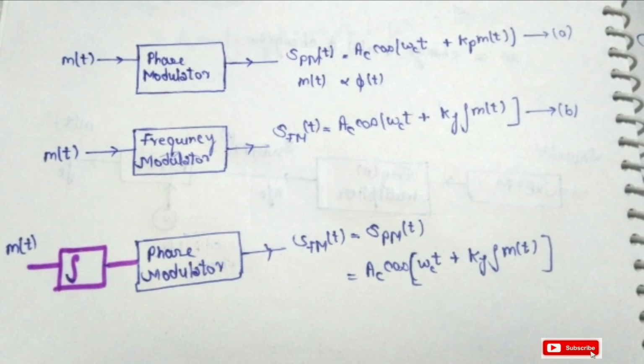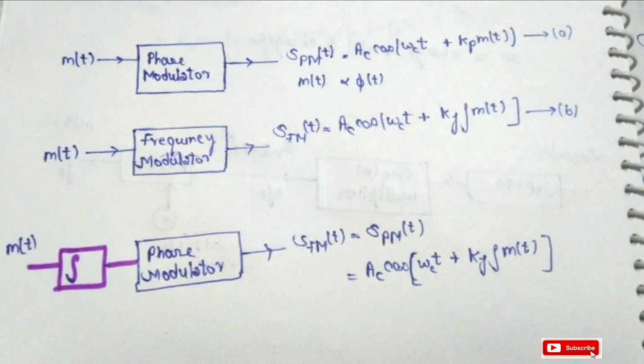As we discussed earlier, in the phase modulated signal, the phase of the carrier signal varies according to the message signal variation. And if we give the message signal as input to the frequency modulator, then the resultant wave is given by Ac cos(ωct + kf ∫m(t)dt). Let us call this equation B.